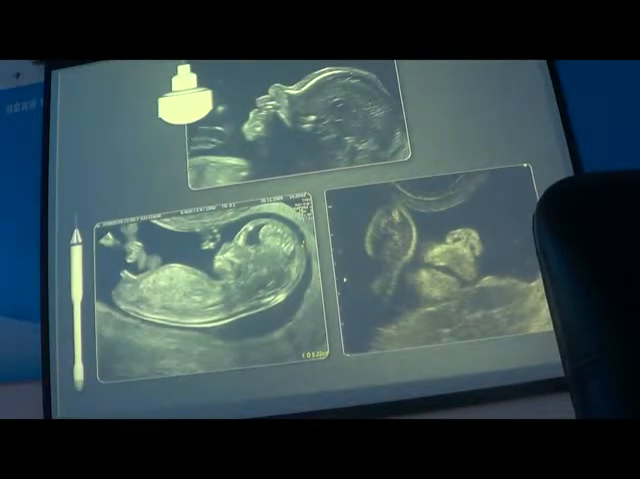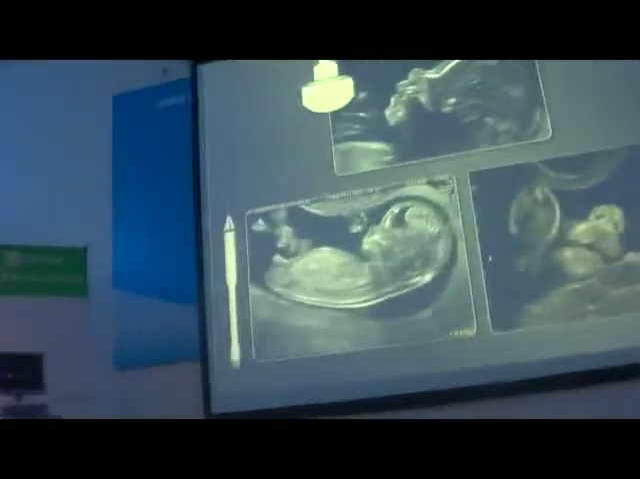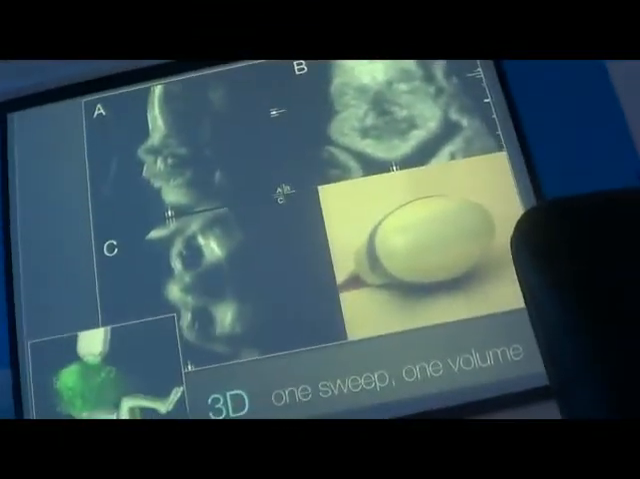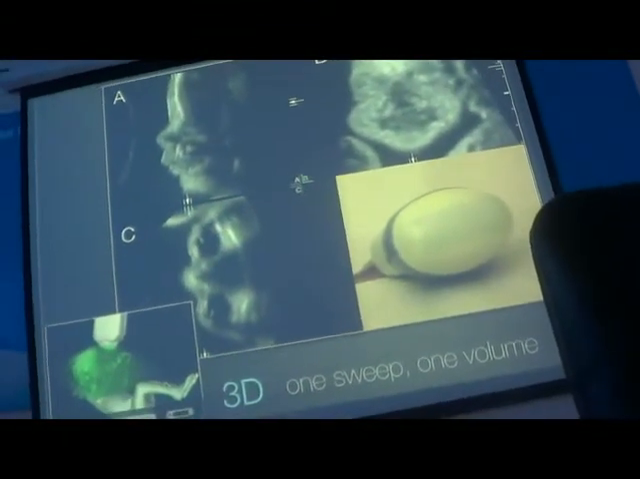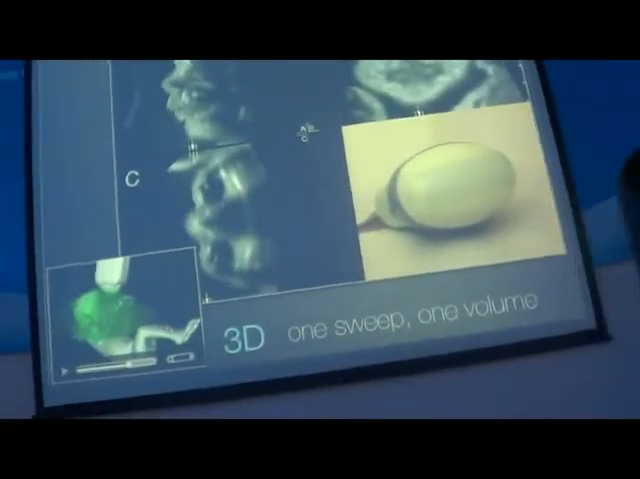Tuy nhiên ngay kể cả ở quý 2 thì đôi khi đầu giò âm đạo cũng hỗ trợ các bạn rất nhiều, nhất là trong trường hợp đầu thai quá thấp. And we can use a 3D. What is 3D? Chúng ta có thể sử dụng siêu âm 3D. With 3D we have only one sweep, and at the end of the sweep we obtain one volume.